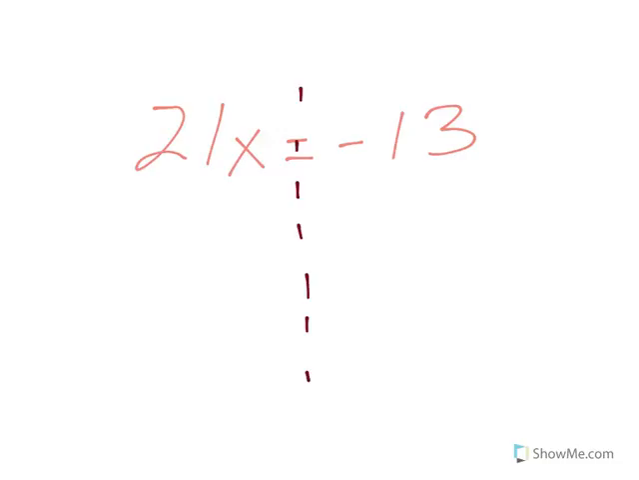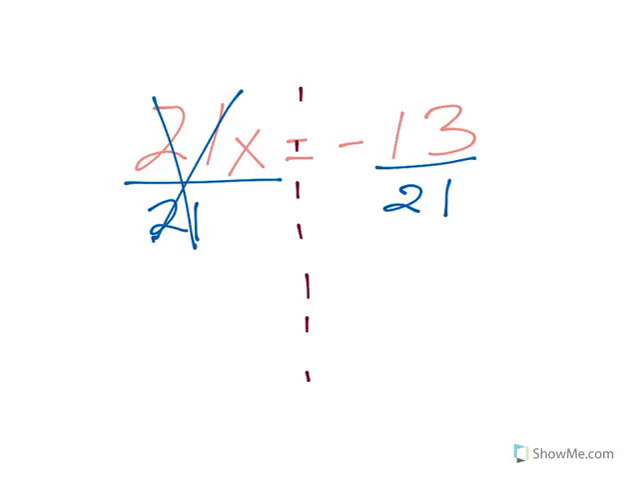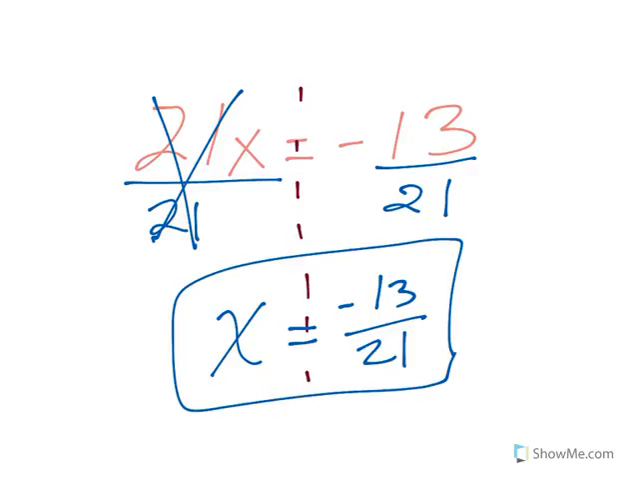Well, our last step is to get x by itself. And if a number is touching the variable, right, that implies multiplication. So the opposite of multiplication is division. So I will divide both sides by 21, because 21 divided by 21 is 1. And I just have 1x equals negative 13/21. And because that fraction does not reduce or simplify, that is my final answer.